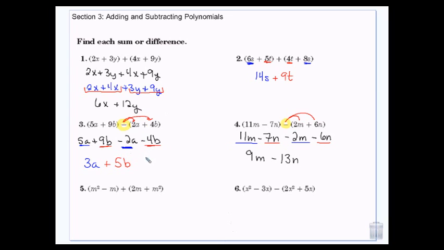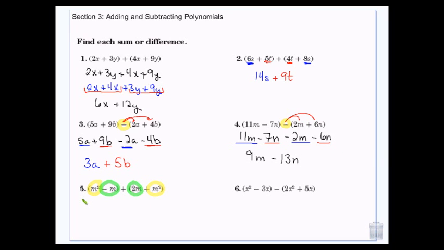The biggest mistake I ever see people make is that they will try to consider all of the same letter the same terms. Your exponent part has to match as well. So m and m squared aren't the same thing, so you can't add those together. Yes, they're both m's, but m and m squared are two different things. So m's go together and then m squareds go together.